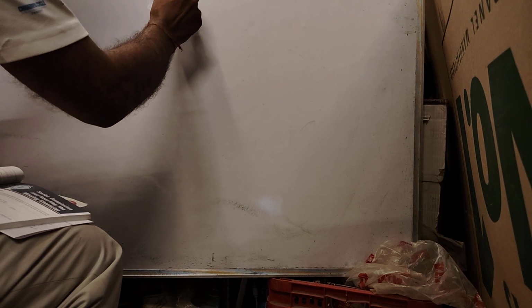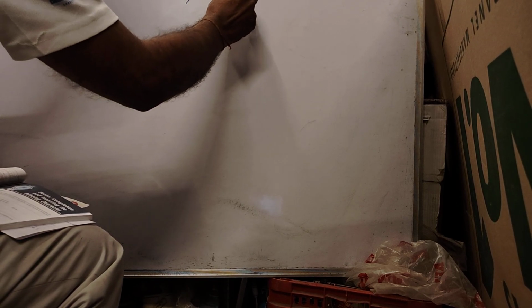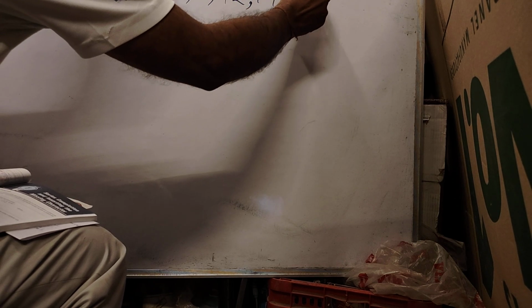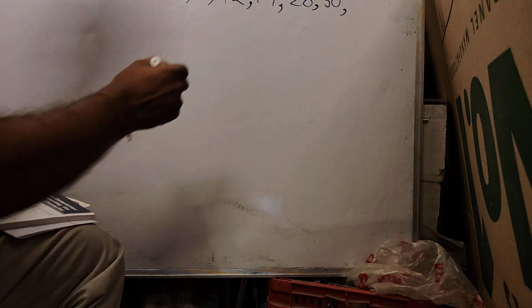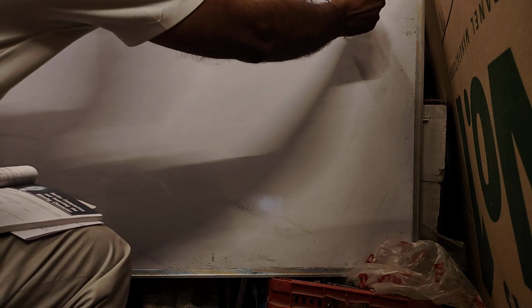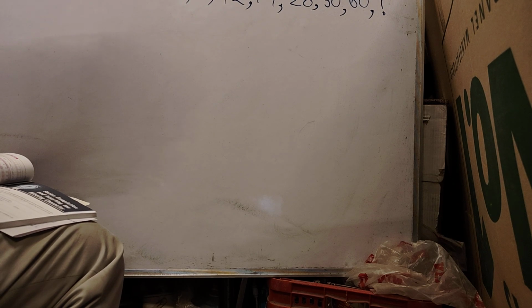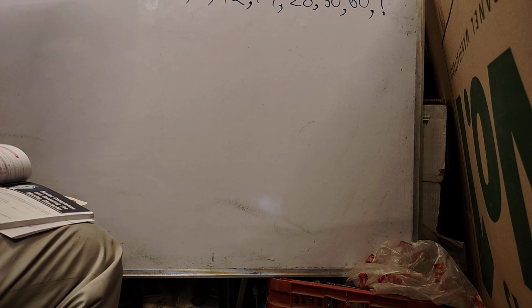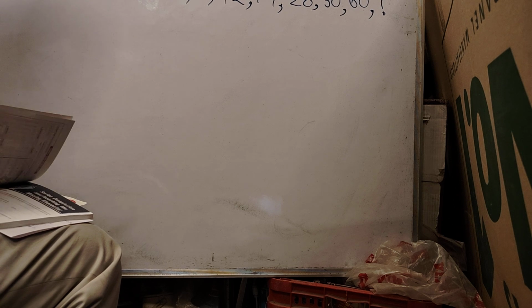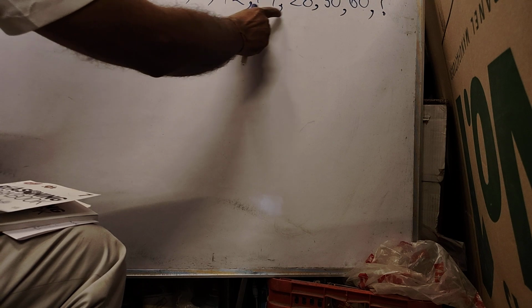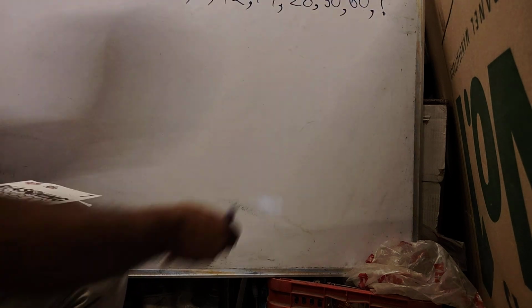Completing series. The question: complete the series 4, 6, 12, 14, 28, 30, 60. So what comes next? We have to complete this series. What comes after 14? 4, 6, 12, 14, 28, 30, 60, and the next number we have to find out.